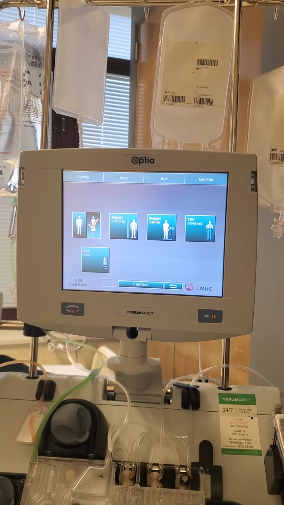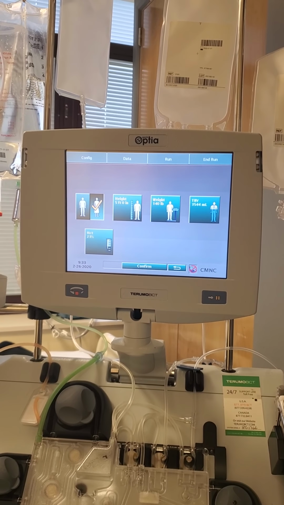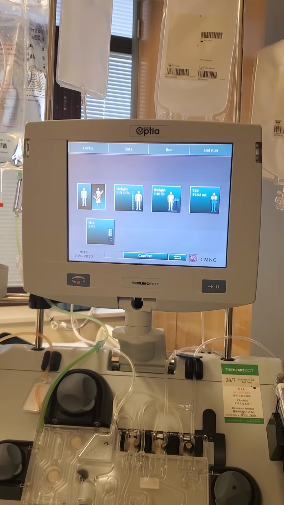Plasma volume. So if 25% of her blood volume is red cells, the hematocrit, what is the other 75% of her blood? The other is plasma. So now the machine knows that of all the blood volume coming into this machine, a certain percentage is plasma. That helps Optia set the speed of the plasma pump.